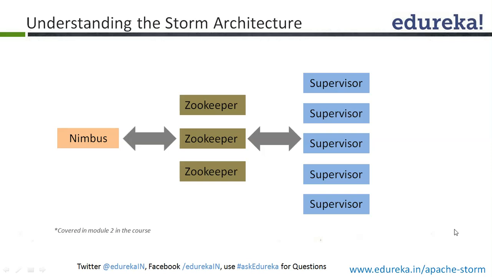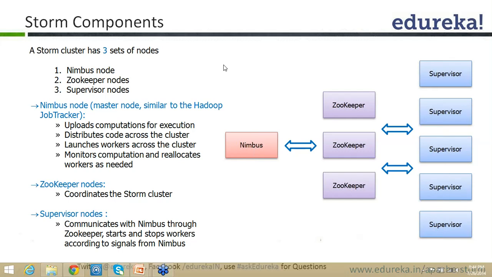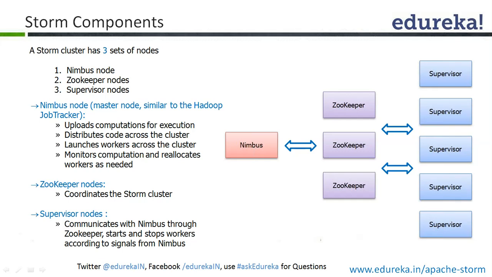Okay. Now, a bit more detail about those components and their responsibilities. Though I have told you in detail, still it's kind of a recapitulation. So a Storm cluster typically has three kinds of nodes: the Nimbus node, the Zookeeper node, and the supervisor node. The Nimbus node is responsible for uploading the computations, meaning the topologies which you will create. Your Storm program is typically called a topology. That is something which you submit, and this will always be submitted only from Nimbus.